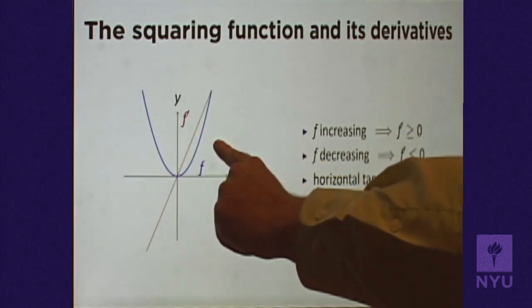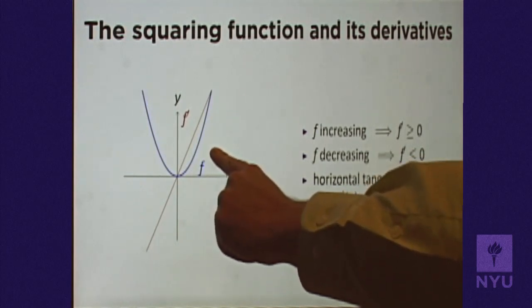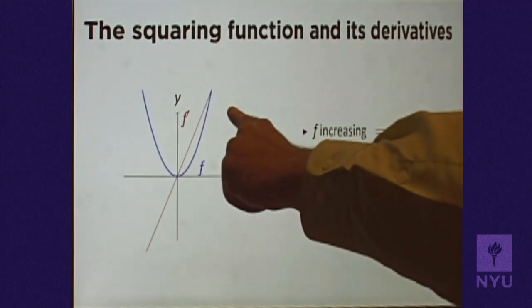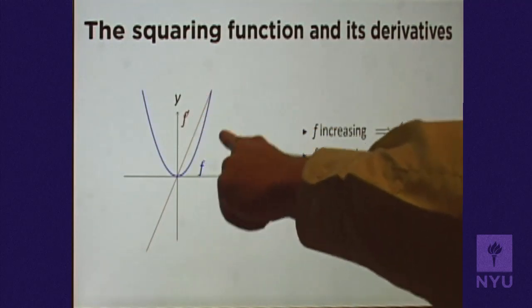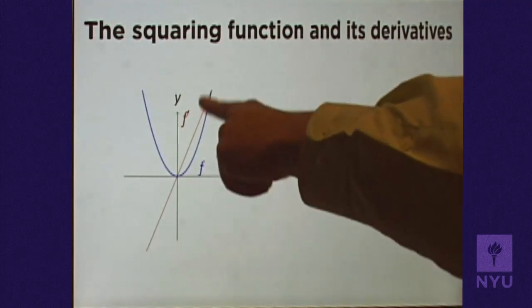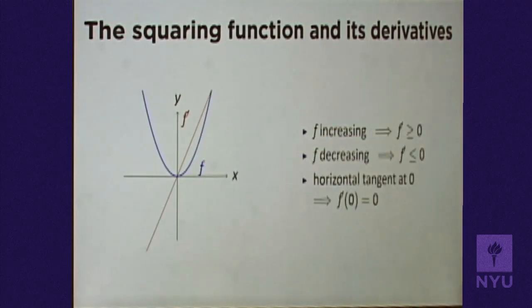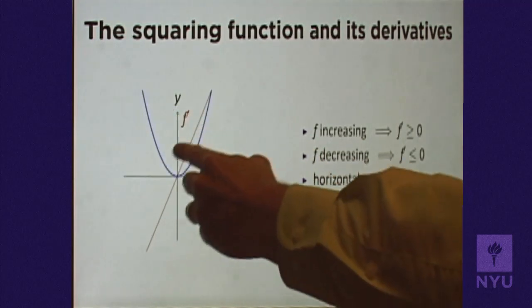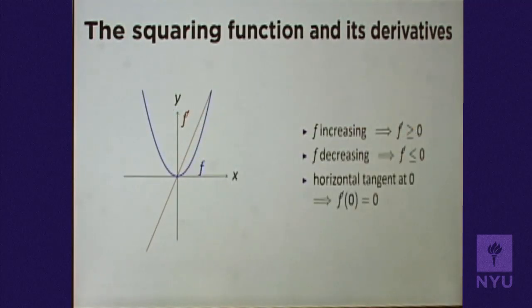Now, to the right of the y-axis, when x is positive, we see that the function is increasing, and an increasing function is going to have a positive derivative. And that's exactly what we see on this side. Now, to be perfectly precise, it's actually true that an increasing function has a non-negative derivative, and a decreasing function has a non-positive derivative. And also, whenever there's a horizontal tangent to the graph of the function, we will have a place where the derivative is 0. That's exactly what's happening at the point x equals 0 on this graph.